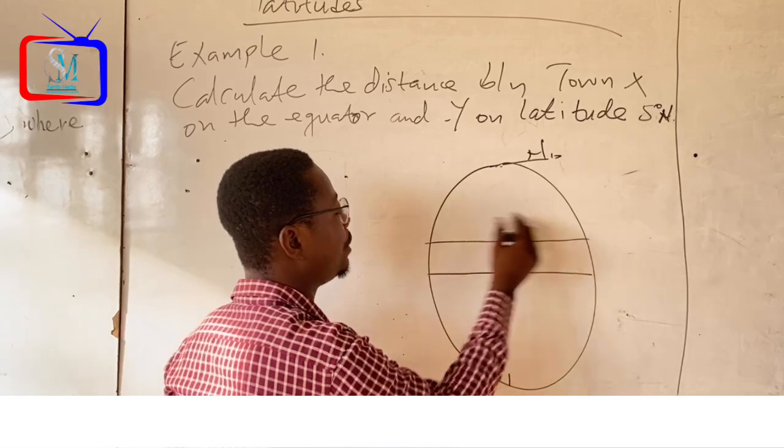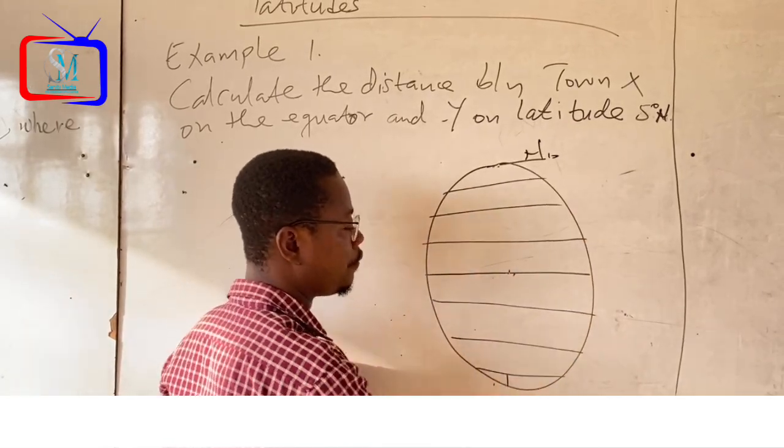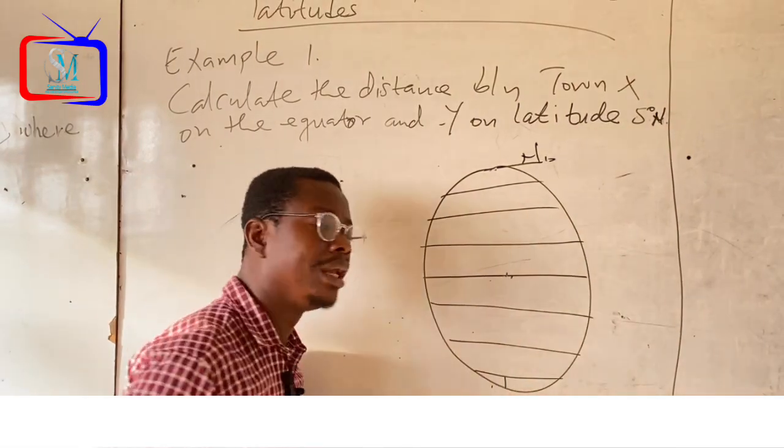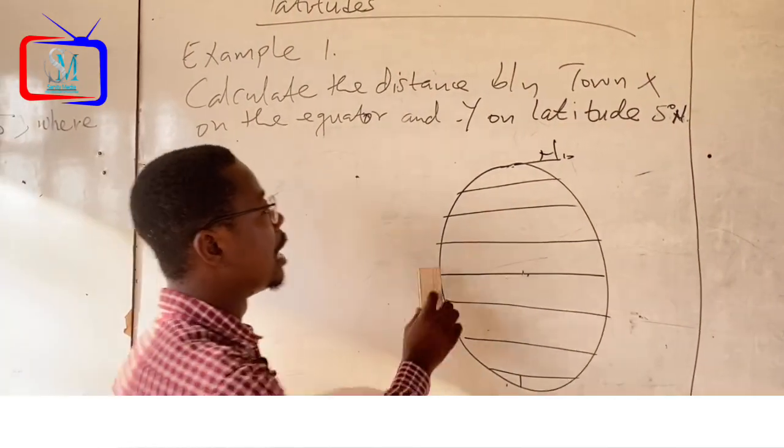So these lines that we see on the Earth's surface, on the globe, are the lines that we call lines of latitude, and they help us to find the distance between two places on the Earth's surface. Now, how do you do so?